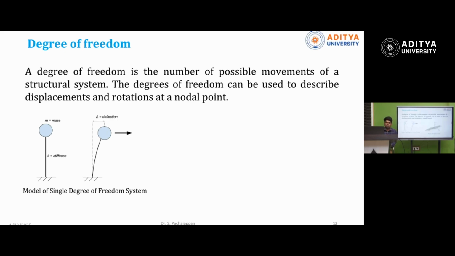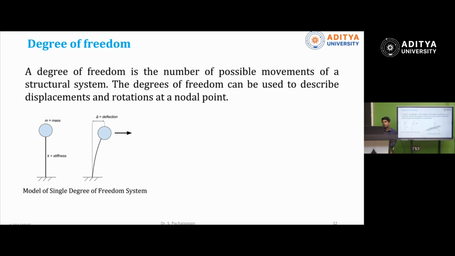Now let's take a ship. A ship has a 6 degree of freedom system. That means there are 6 possible ways it can rotate or move. So 3 are translational degrees of freedom and 3 are rotational degrees of freedom. For example, if the ship is moving in a forward direction, that translational motion is called a surge. If the same ship is moving in a transverse direction, that is called a sway, and if the ship is moving in a vertical direction, that is called a heave.